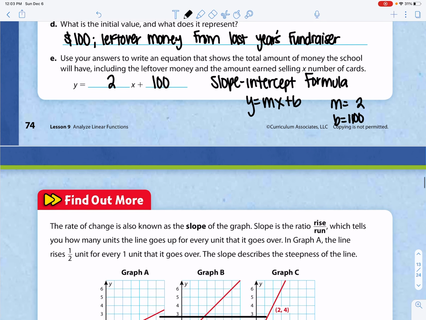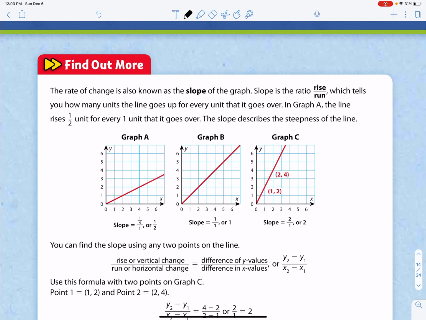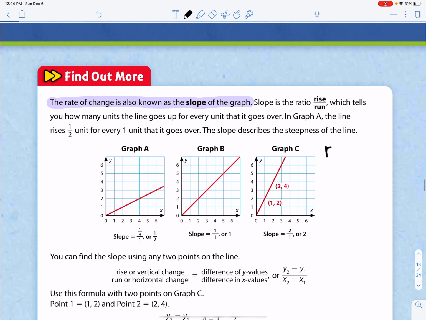Okay, and moving on. The rate of change is also known as the slope of the graph. Go ahead and underline that or highlight it or something. So we've now learned that the rate of change is the same thing as the slope, which is the same thing as the ratio of rise over run.